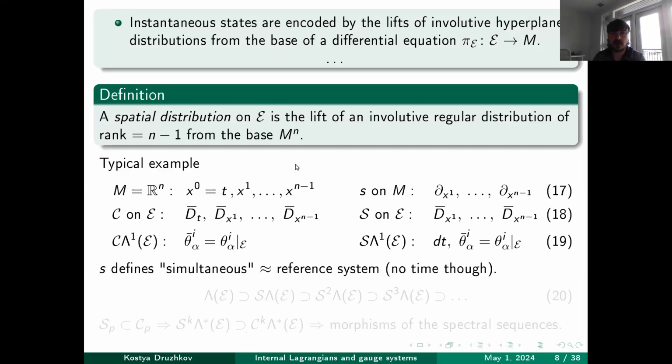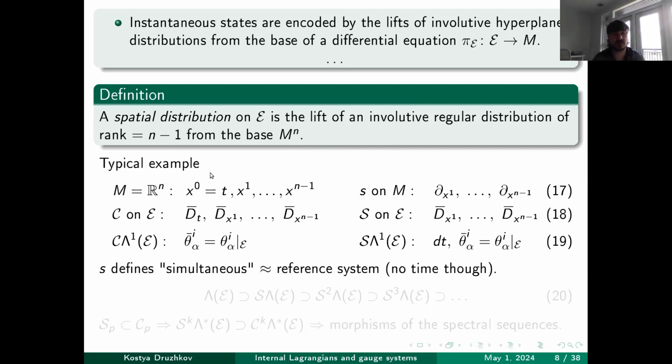Let's discuss how instantaneous states are encoded by the lifts of involutive hyperplane distributions. By a spatial distribution on epsilon, we mean the lift of an involutive regular distribution of rank n-1 from the n-dimensional base space M. So we have some involutive hyperplane distribution. We can consider its lift because we have the Cartan connection. The Cartan distribution can be considered a connection on our equation 1. And we can lift any distribution from the base space to epsilon. So if we have some involutive hyperplane distribution on the base space, then we can lift it to epsilon.